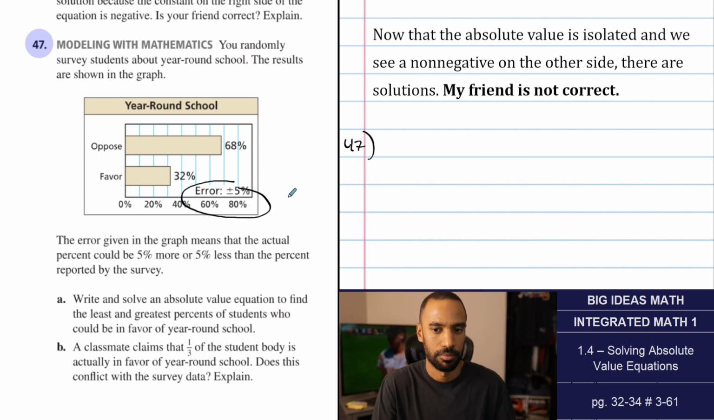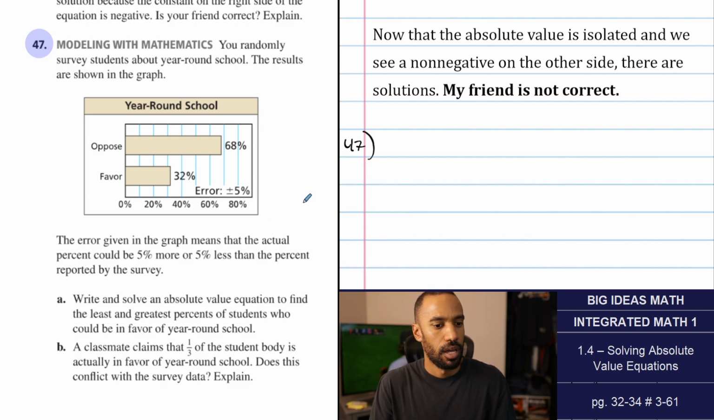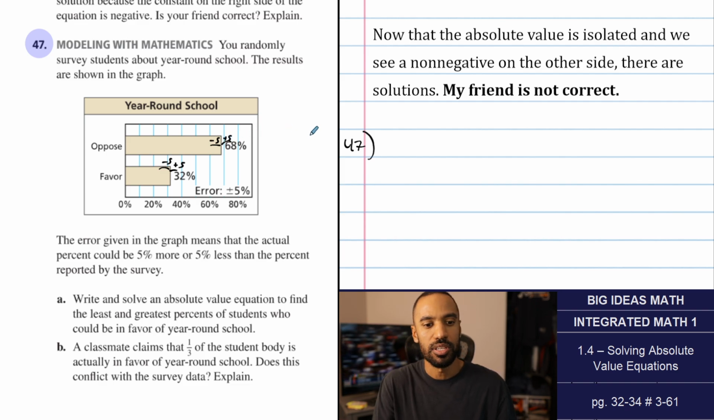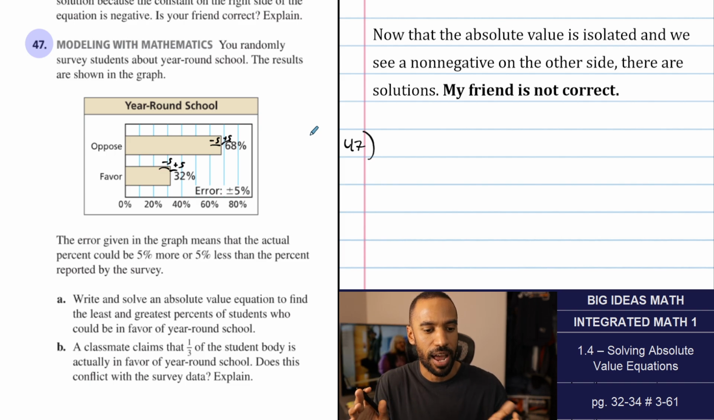Y'all see that? Okay. Write and solve an absolute value equation to find the least and greatest percents of students who could be in favor of year-round school. So when I see the plus or minus 5%, I think that means this could sway. If this went 5% this way, plus 5, all in favor could have been as much as 37%, which means all opposed could have been as little as 63%. Or if we go minus 5, all in favor could have been as little as 27%, which means this could have been as much as 73%. So you can see that sway of the plus or minus 5 in either direction here.